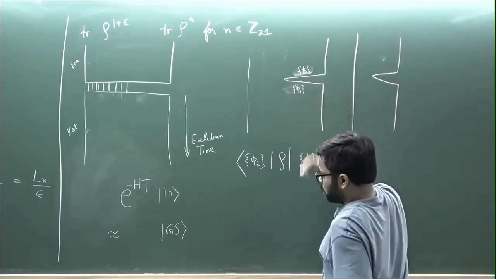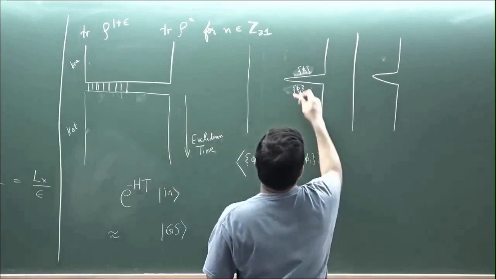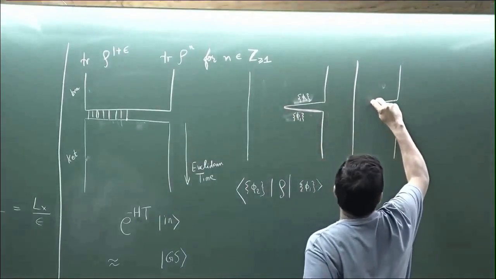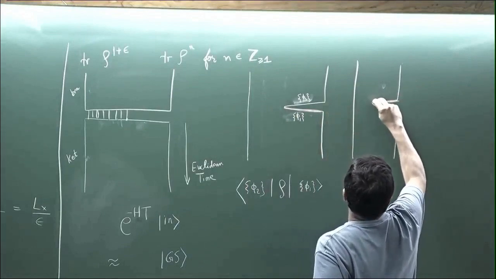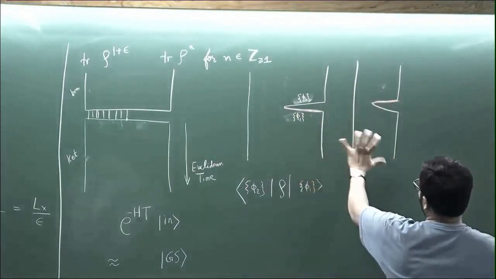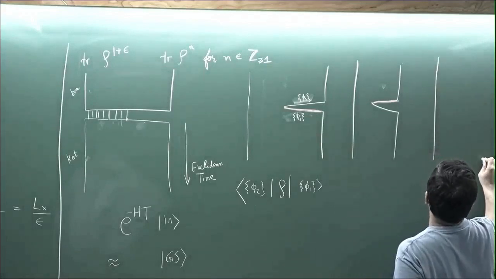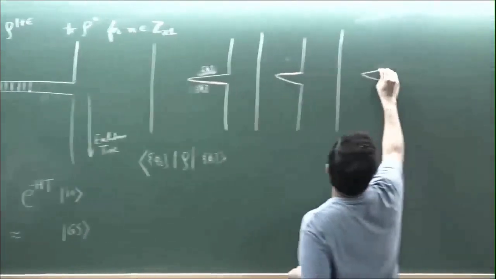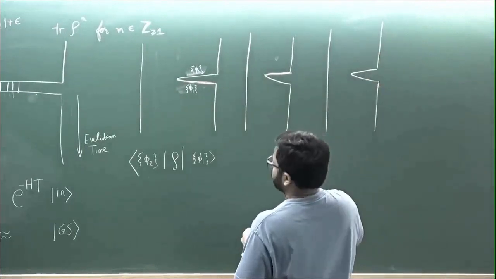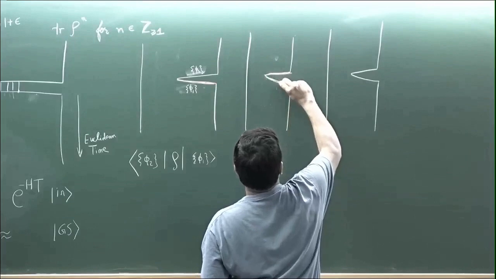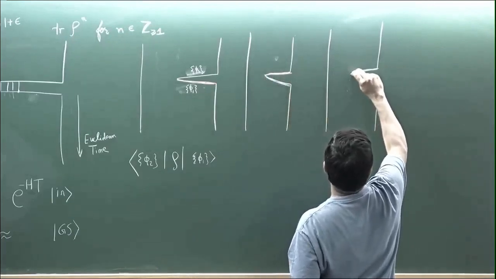Here, and somehow, this one has to be identified with this dot. Okay, so now you're doing a path integral over two copies. And similarly, to compute rho cubed, you will have to do three copies, where now this guy will get identified with this guy.